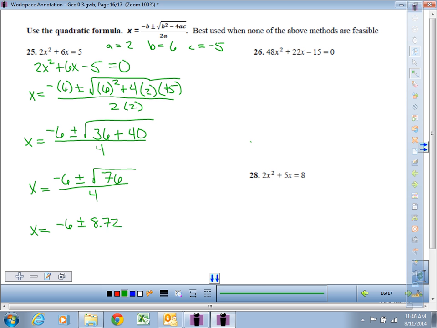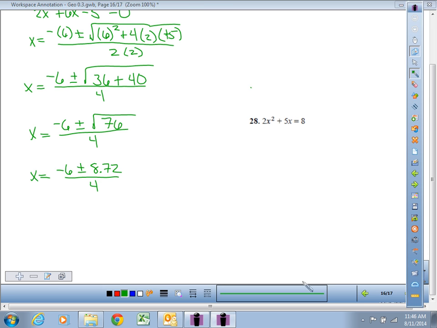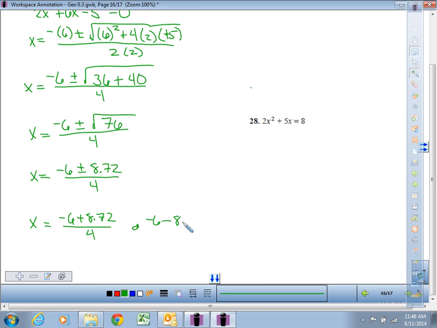So I'm going to go 2 decimal places just to make sure rounding doesn't affect my answer as much. Over 4. Now, we still have two answers because we have this plus and minus. So I'm going to split that up. I'm going to go negative 6 plus 8.72 divided by 4 and negative 6 minus 8.72 divided by 4.